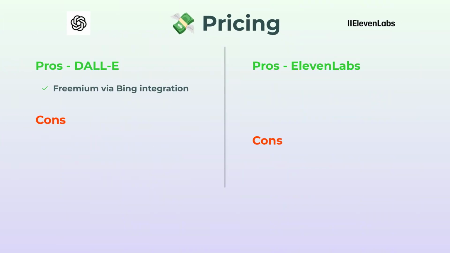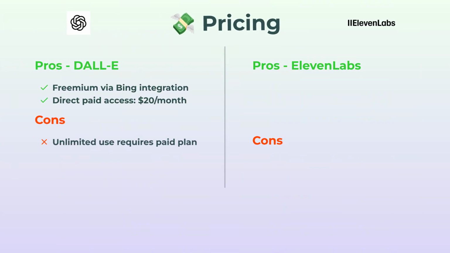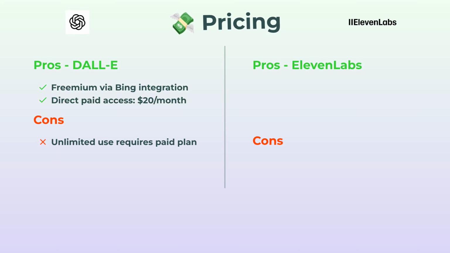Let's talk pricing for a sec. DALL-E is kind of nice. You get a freemium deal through Bing, but if you want unlimited masterpieces, you gotta cough up $20 a month. Not horrible, but it adds up.